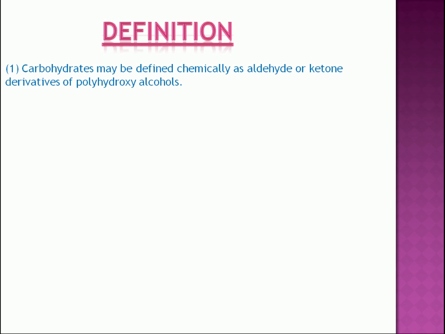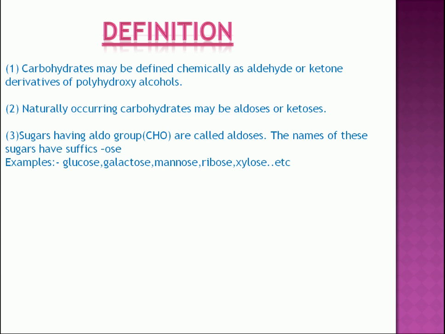Definition. Carbohydrates may be defined chemically as aldehyde or ketone derivatives of polyhydroxy alcohols. Naturally occurring carbohydrates may be aldoses or ketoses. Sugars having an aldo group are called aldoses. The names of the sugars have the suffix "ose". Examples: glucose, galactose, mannose, ribose, xylose, etc.